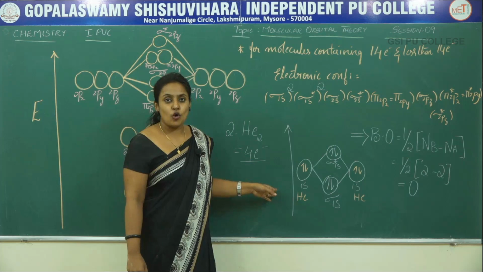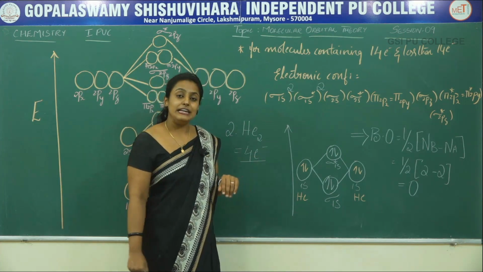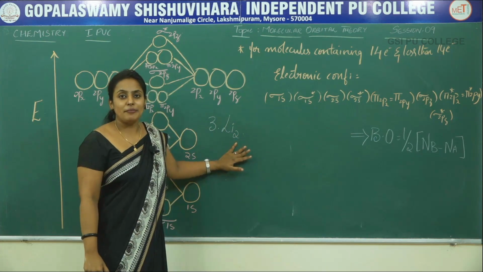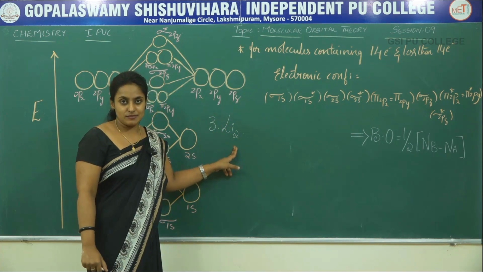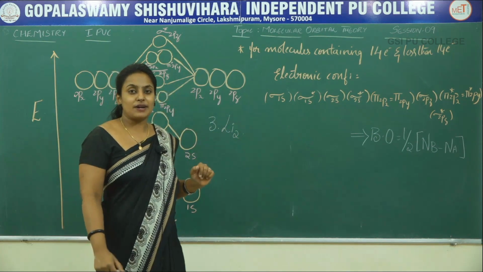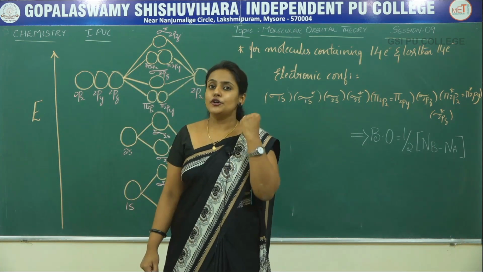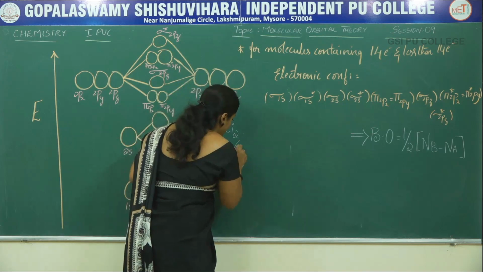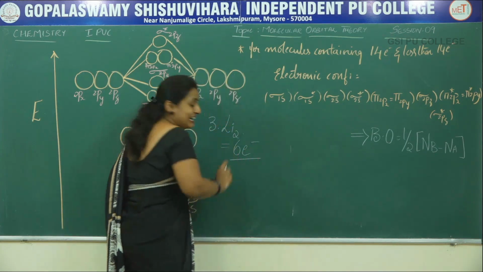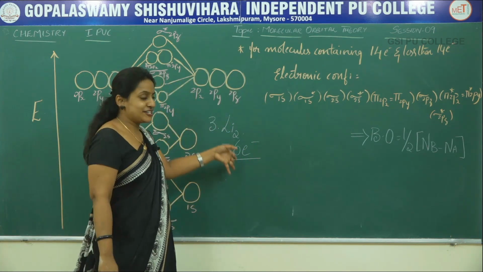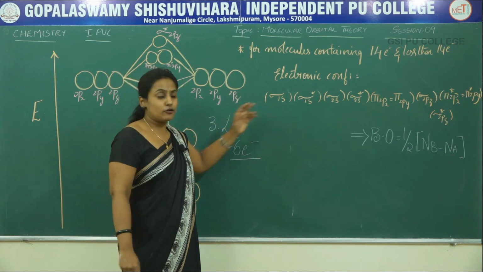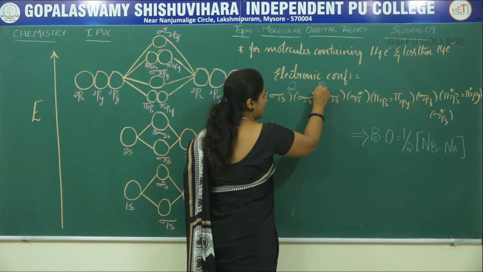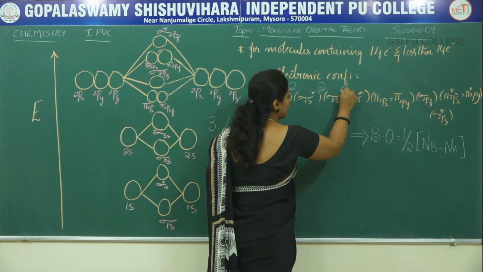Now, let us move on to another example, the lithium molecule. The lithium molecule is the combination of 2 lithium atoms. We know that one lithium atom contains 3 electrons. Therefore, 2 lithium atoms contain 6 electrons. Therefore, the number of electrons present in the lithium molecule would be 6 electrons. Therefore, accommodation of 6 electrons by electronic configuration would be sigma 1s2, sigma star 1s2, sigma 2s2.